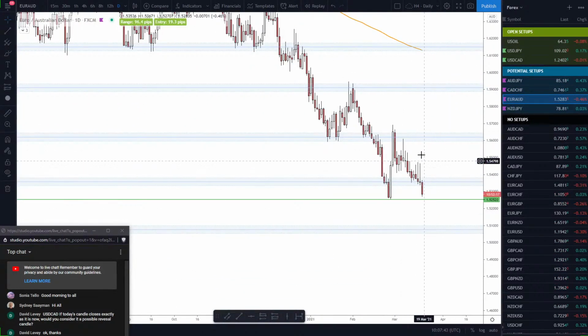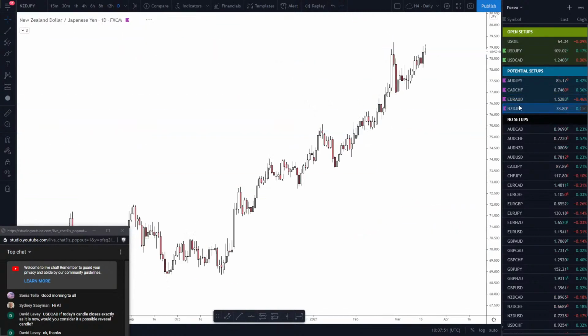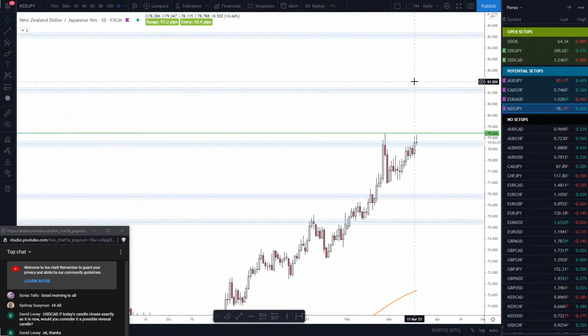Euro AUD making a nice move down, so this one could trigger today or tomorrow or next week. It's worth keeping an eye on. New Zealand JPY making its move up finally, so this one could trigger just like Euro AUD today, tomorrow, next week. Keeping an eye on this one too.